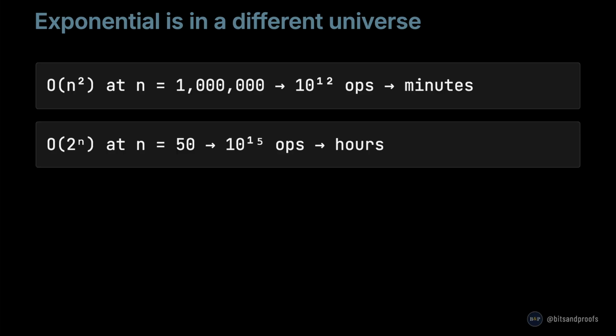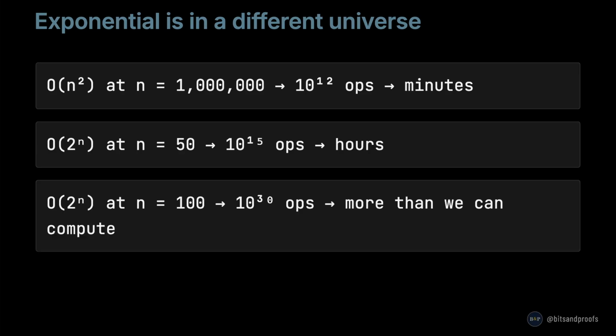Bad but possible. You could wait. O of 2 to the n at n equal 50 is 10 to the 15 operations. 1 quadrillion, that's hours of computation. You probably wouldn't wait. O of 2 to the n at n equal 100 is 10 to the 30 operations. That number is so large, no computer could finish it in any practical amount of time. Even the fastest supercomputers in the world together cannot make a dent in 10 to the 30 operations.